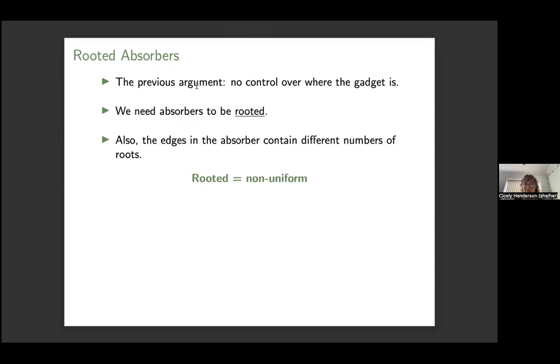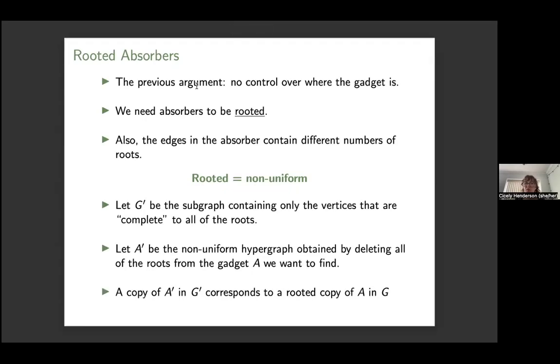Now, the key idea to fix this is that finding a rooted gadget is the same as thinking in the non-uniform setting. So we're going to let G prime be the subgraph containing only the vertices that are sort of complete to all the roots. Like if we want to embed an absorber for a particular set of roots, we're only going to think about vertices that are complete to these roots. Then we're going to let A prime be the non-uniform hypergraph obtained by deleting all the roots from the gadget A we want to find.